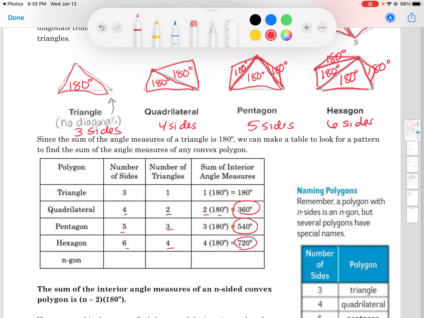So in general, if I have n number of sides, any number of sides, that means I can draw n minus 2 triangles, right? 3 minus 2 is 1. 4 minus 2 is 2. 5 minus 2 is 3. 6 minus 2 is 4. So I'm just going to multiply 180 times n minus 2. And that is going to give us how many degrees should be on the inside of my shape.